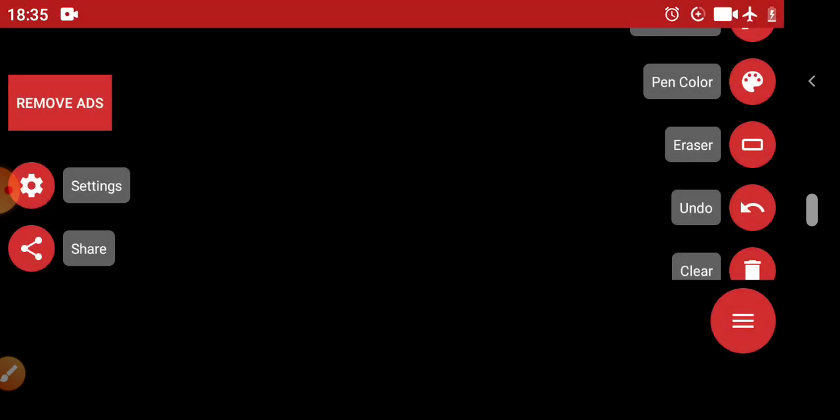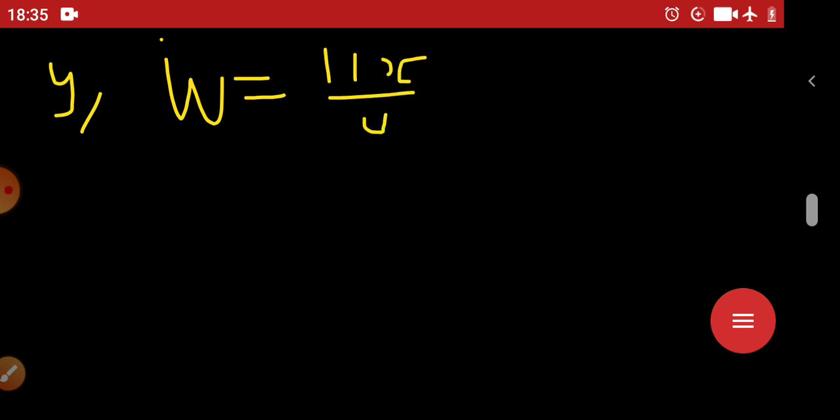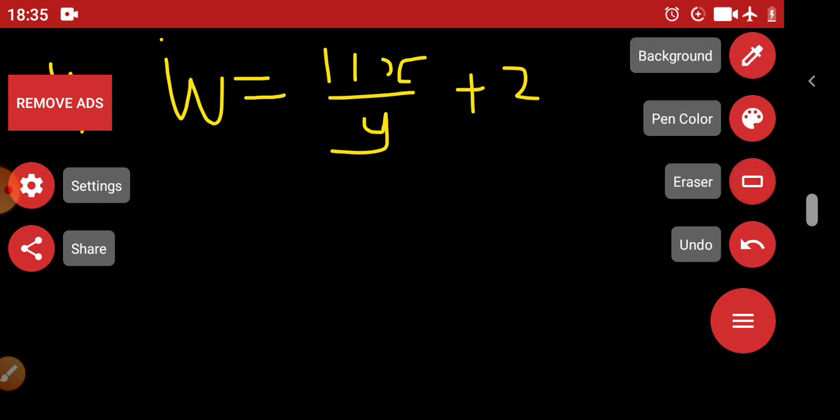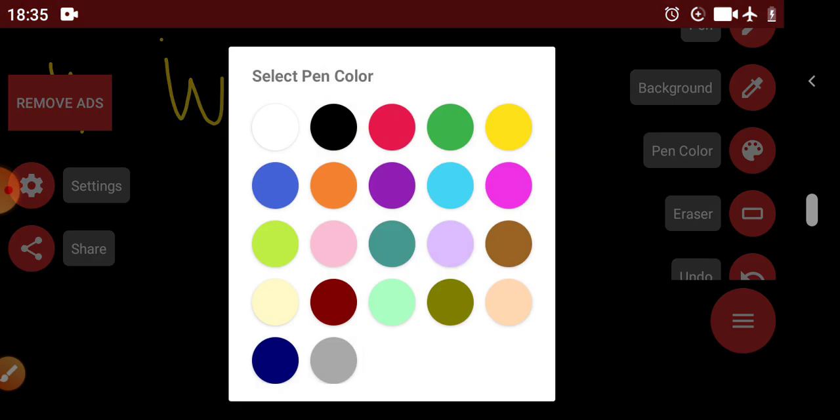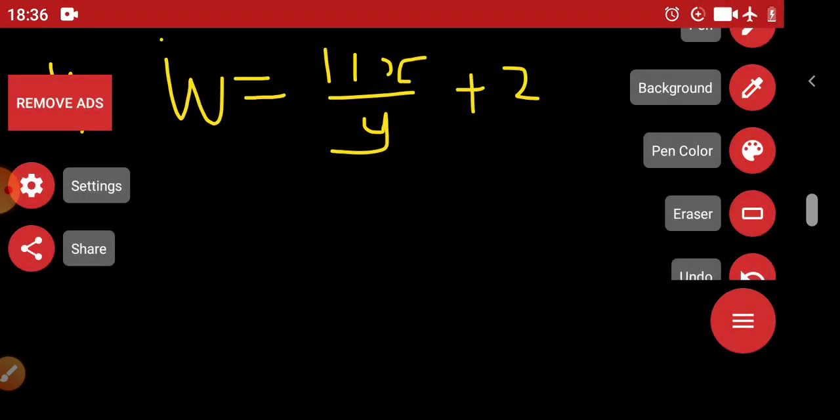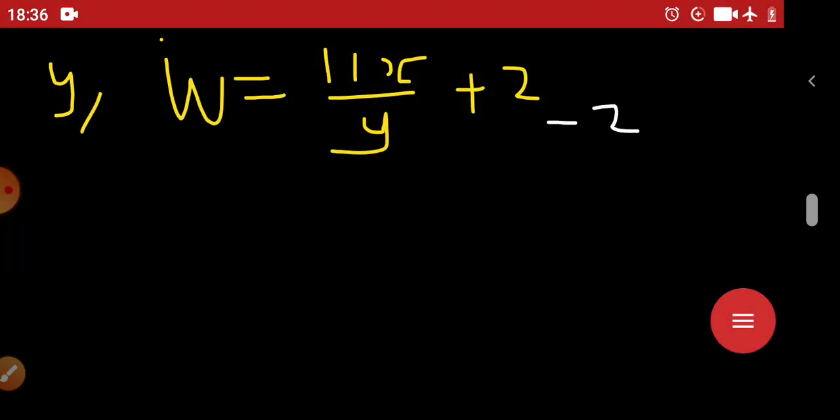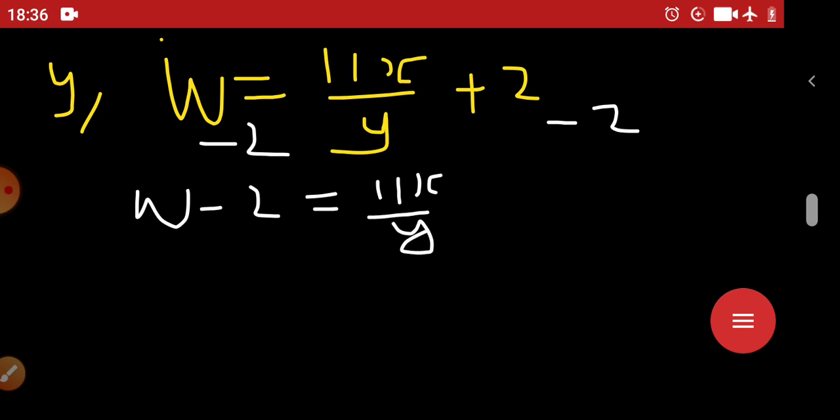So let's proceed to y. So in y we have w equal to 11x divided by y plus 2, and here we need to make y the subject of the formula. So because we want y, before we even multiply out the denominator, maybe we start by subtracting 2 both sides, so minus 2 both sides, so this side would have w minus 2, which is 11x over y, because the 2 cancels.